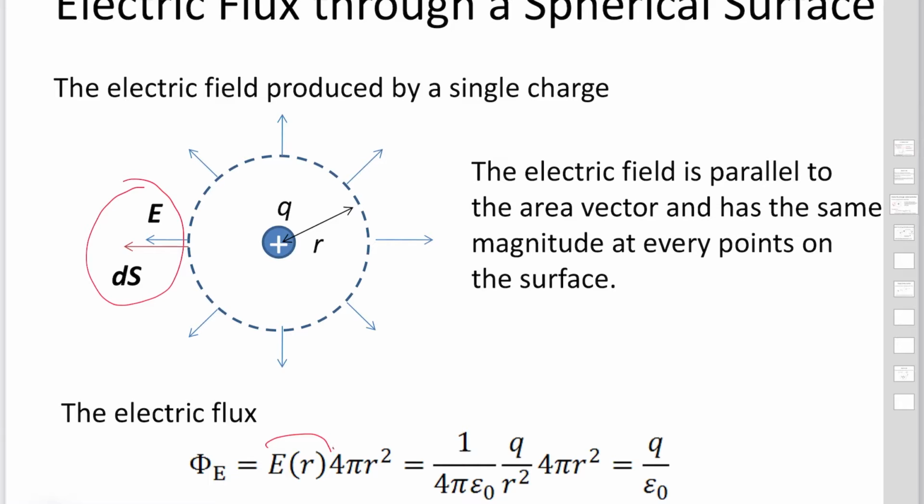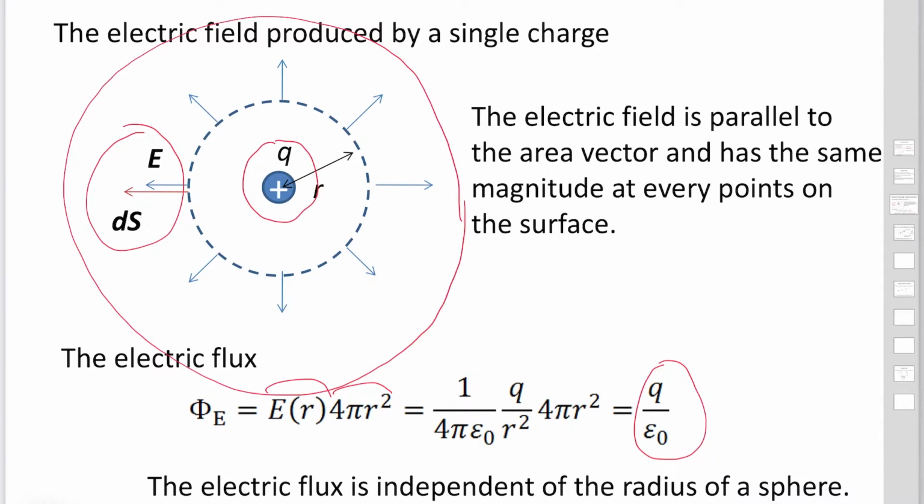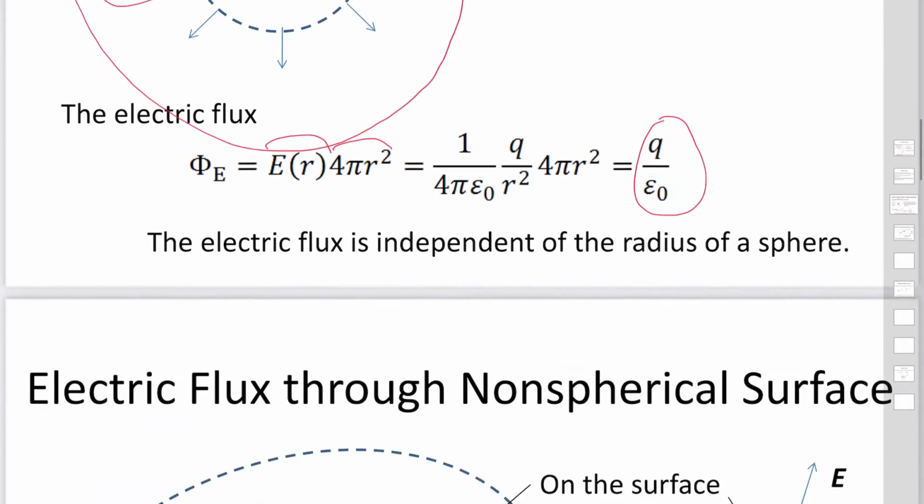Then you can multiply by the area of the sphere, 4 pi r squared, and the electric flux can be calculated: Q over epsilon naught. The electric flux is independent of the radius of the sphere, so you could consider small or larger spheres. It doesn't matter. The electric flux is always Q over epsilon naught.